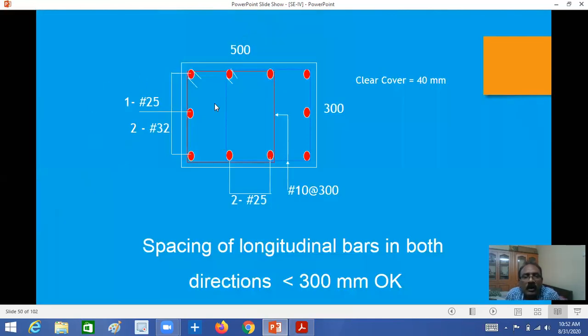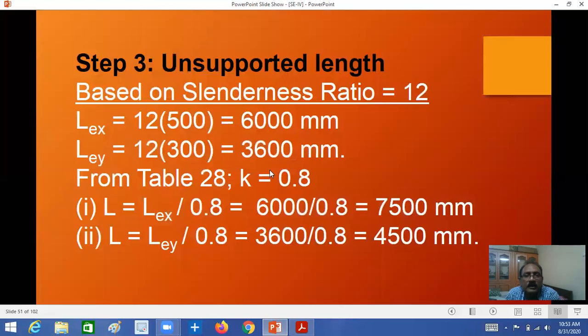This is the way you have to draw the figure. Here, see how they provided it: 4 bars of 32 mm at the corners and 6 bars of 25 mm inner. There are 2 ringed stirrups placed, so spacing in both directions is less than 300 mm. Clear cover you have to provide is 40 mm. In this way you have to show it in the examination. Otherwise, you won't get marks.